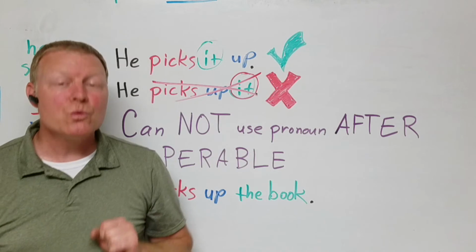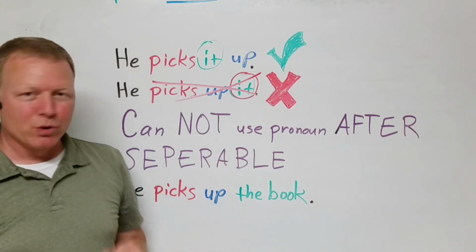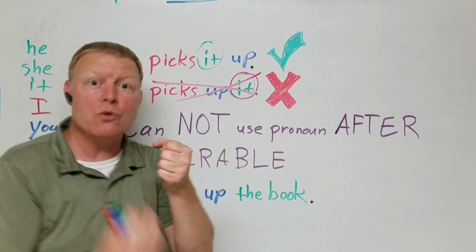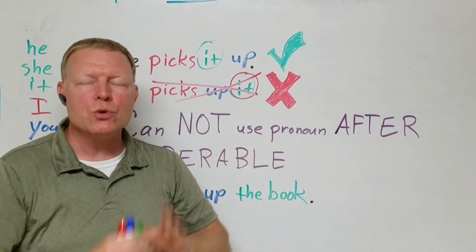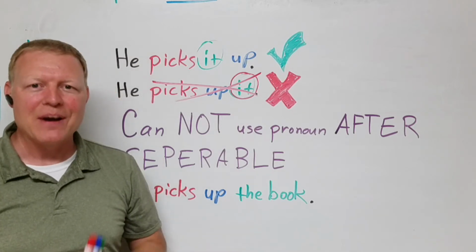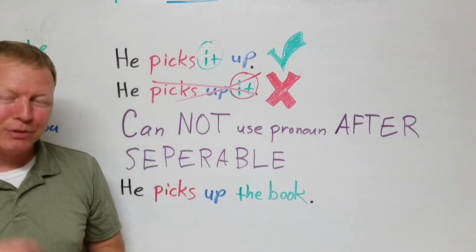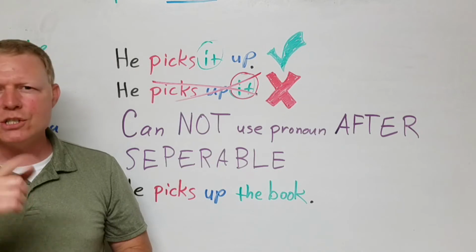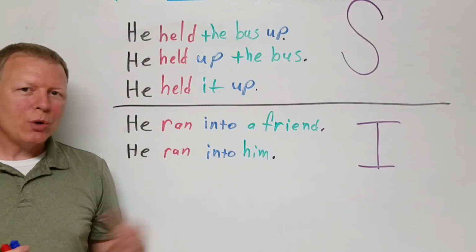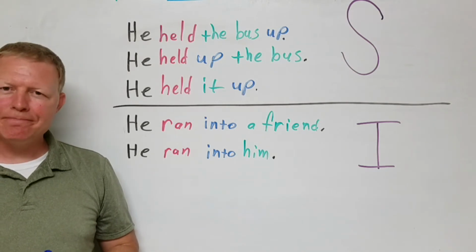Okay. However, remember, inseparable phrasal verbs, you can't put them in the middle, so you must put them at the end. So you can use a pronoun at the end of an inseparable phrasal verb. Let's look at some examples. All right. So here we have some examples, okay?